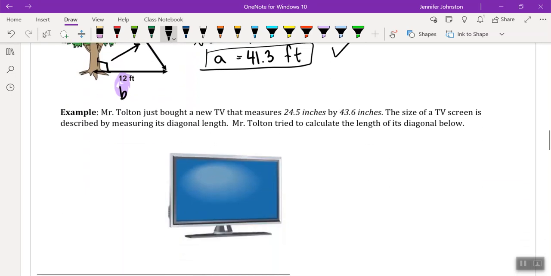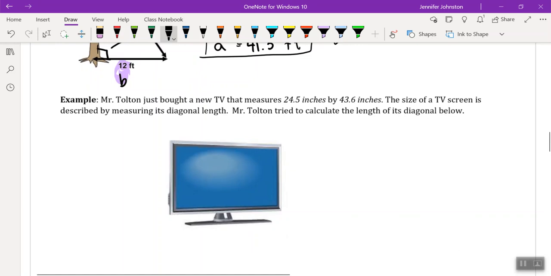All right. Mr. Tolton just bought a new TV that measures 24.5 inches by 43.6 inches. Can you go and label those on the TV? The size of the TV screen is determined by the diagonal. So we need to calculate the diagonal, and let's go ahead and look at that. Mr. Tolton tried to calculate the length of its diagonal below.